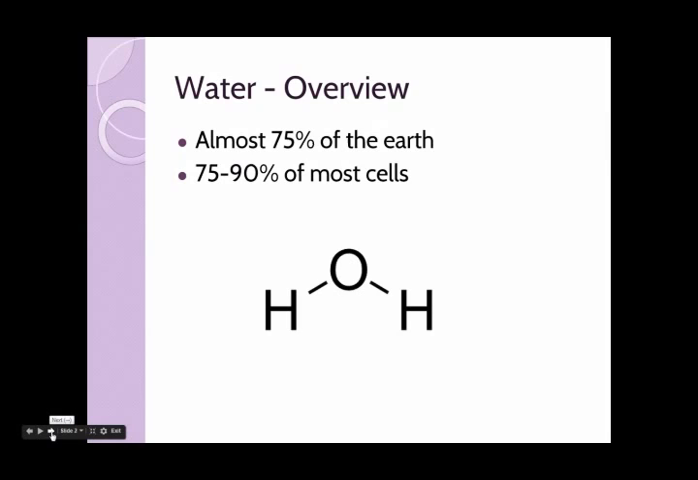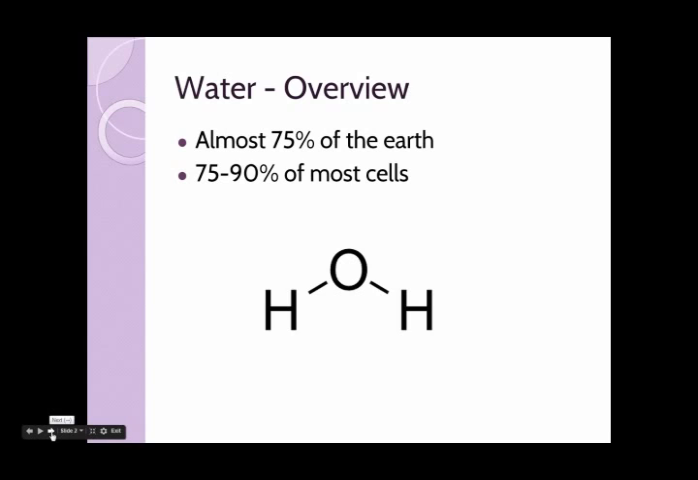So almost 75% of the Earth is covered with water. In fact, when you see it from space, you'll see that it's mostly blue because it's mostly covered by water. We are considered a water planet. Well, the same is true for our cells in our body. 75 to 90% of our cells is made up of water.